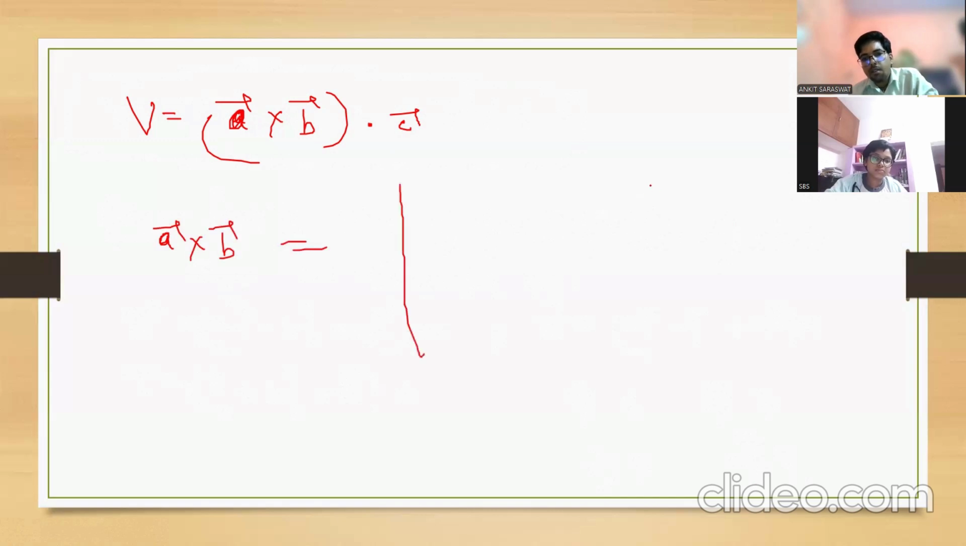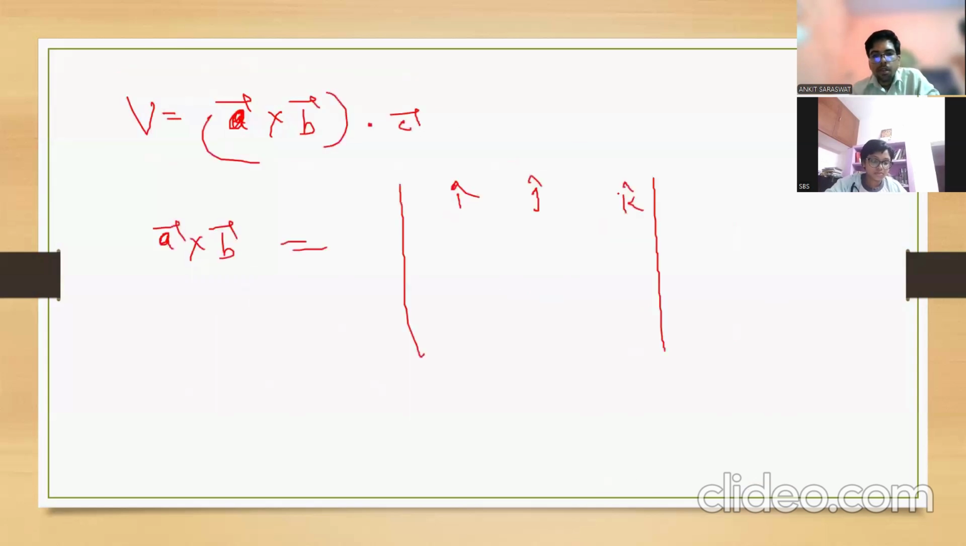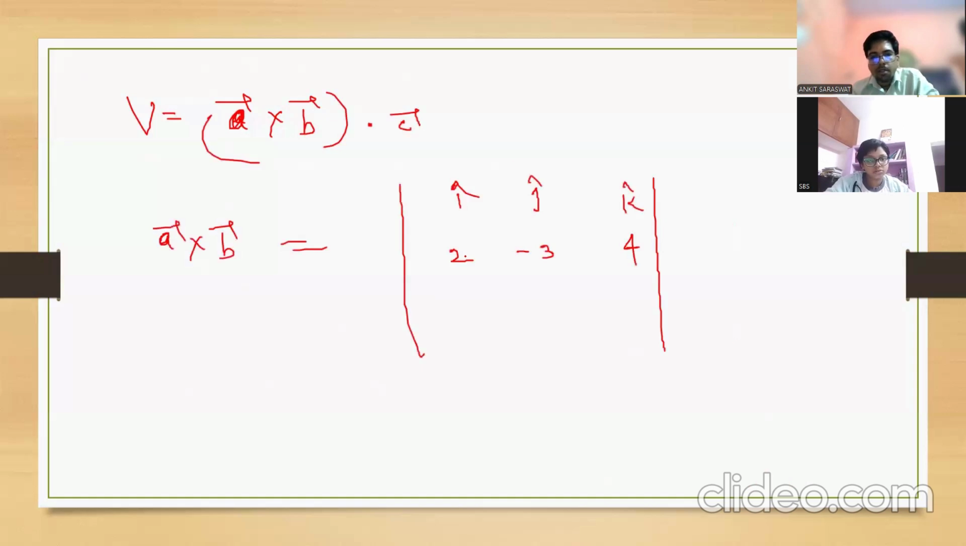Make a determinant like this. Write i vector, j vector, k vector. Okay. A vector is how much? 2, minus 3, 4. Write the coefficient. What is B vector? 1, 2, minus 1. Is it okay? Yes, sir. Now find A cross B. What are you getting?